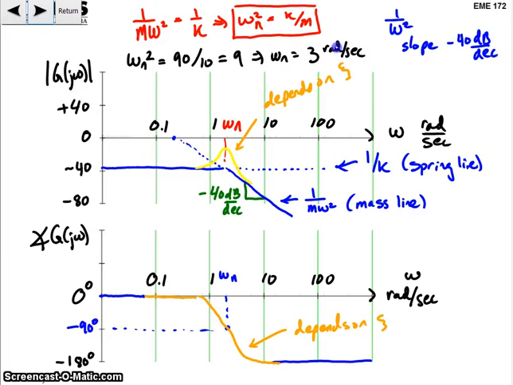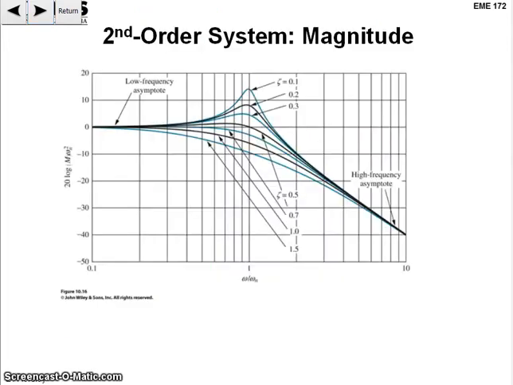Okay, so the graphical solution gave us the right answer. The reason I did this example is I wanted to motivate a little bit more about frequency response: where does it come from? So I took the Bode plots that are in the book for the second order system.